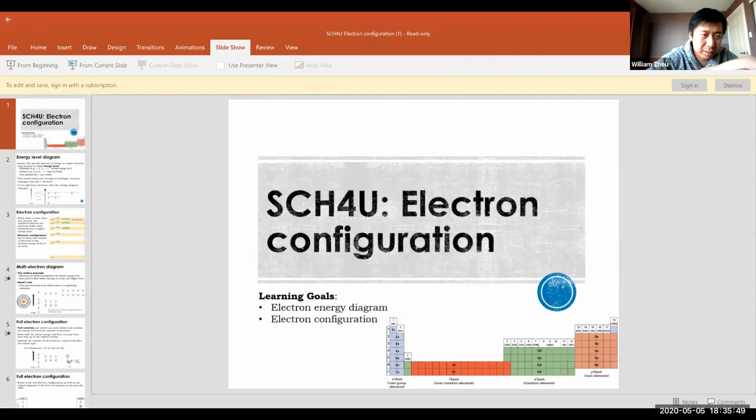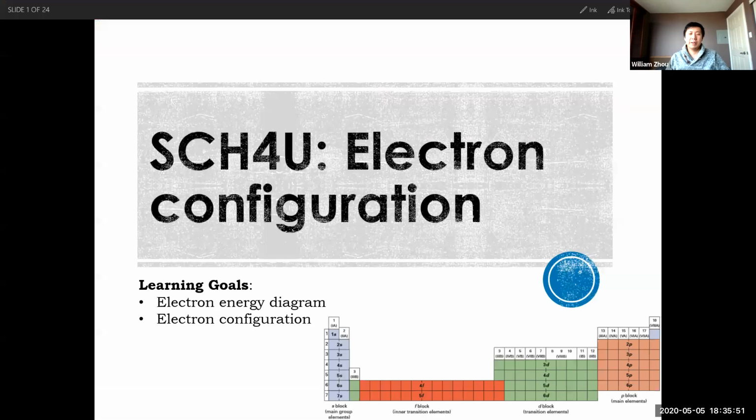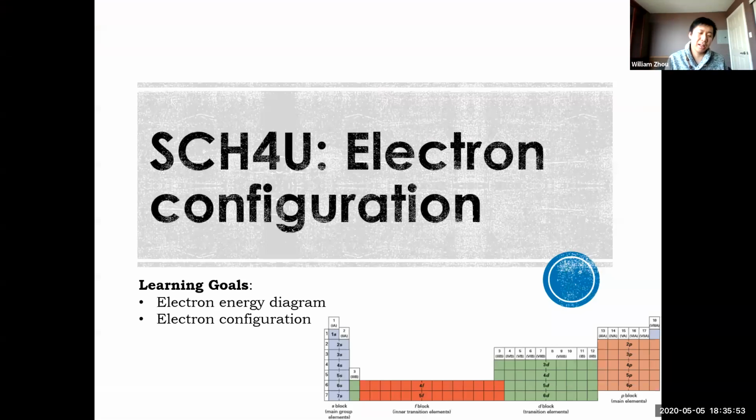Okay, so this lesson is an extension of the previous lesson. In the previous class, we learned about orbitals, quantum numbers, and electron energy diagrams. In this one, we're going to learn about electron configuration, so how to use words and symbols to represent electrons in various different atoms.